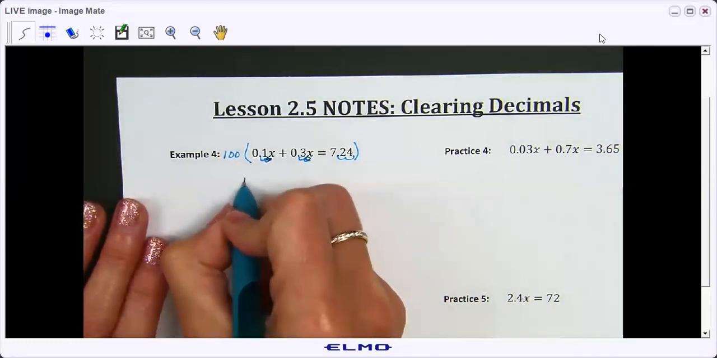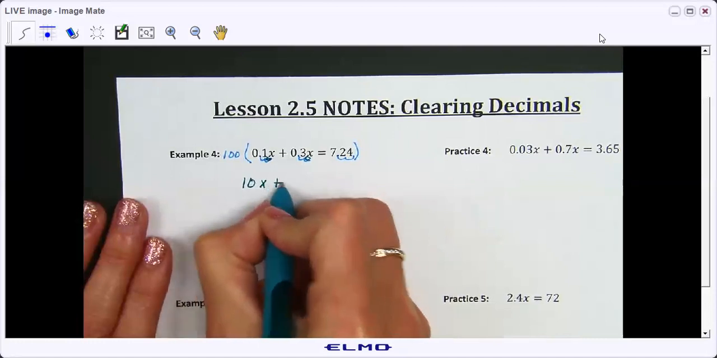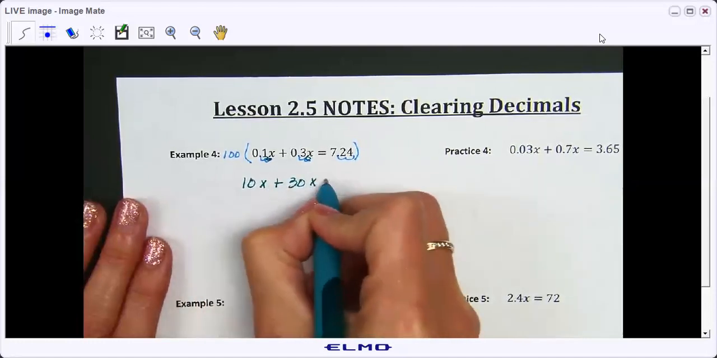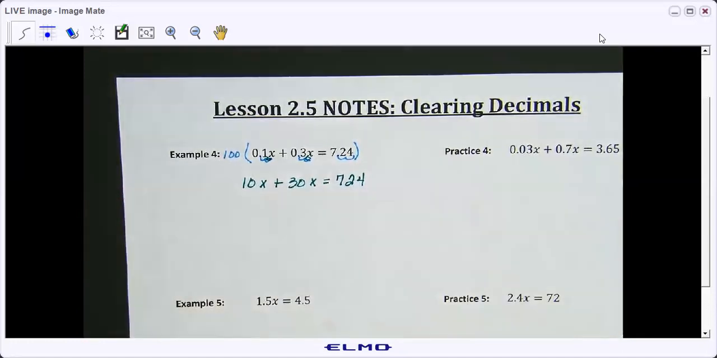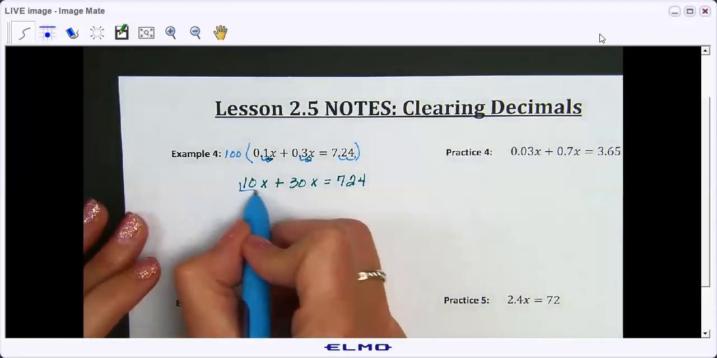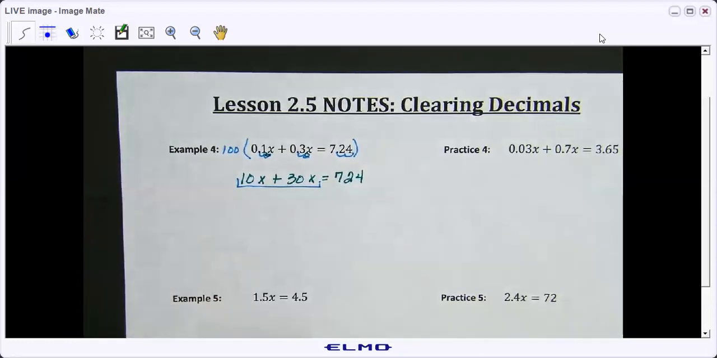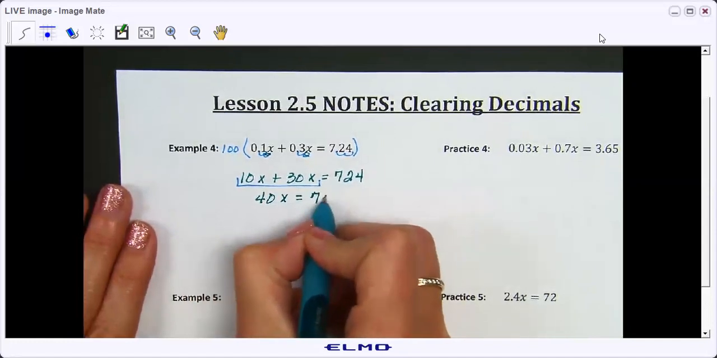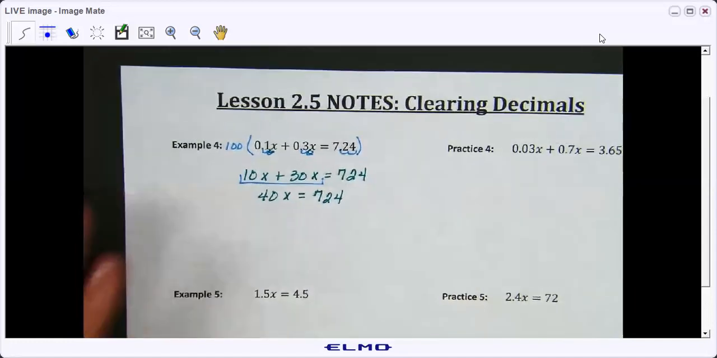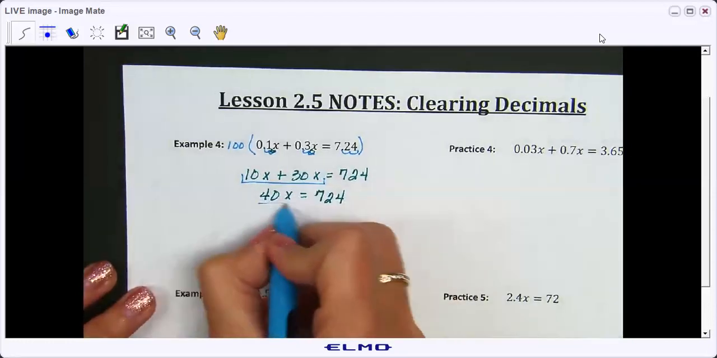But I end up with 10x plus 30x equals 724. Now, some of you are thinking, no, I don't want to do this. Those numbers are too big, and that is perfectly fine. I'm going to do this one both ways, though. Now I combine my like terms, and I end up with 40x equals 724. And then I divide by 40.